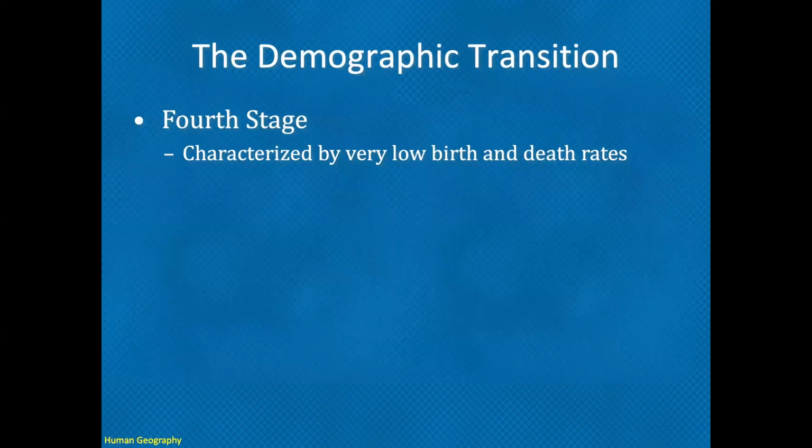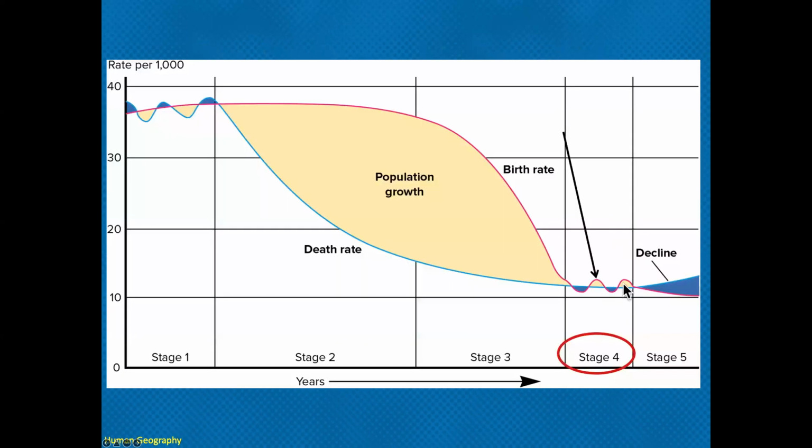Fourth stage is characterized by low birth rate and low death rates. And that's sort of where we are right now in the United States, even though this is about to begin to go up as we get older as a country. So there, notice, that's a stage 4 country.